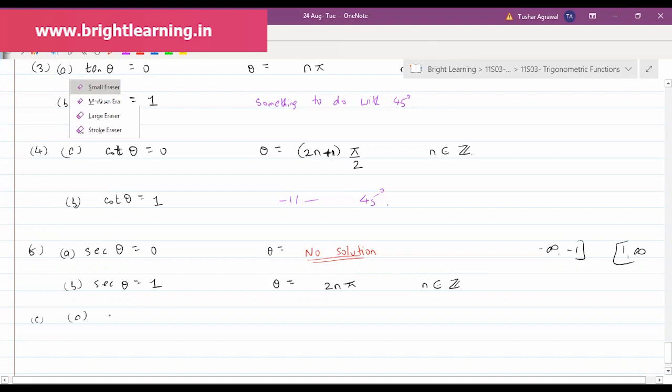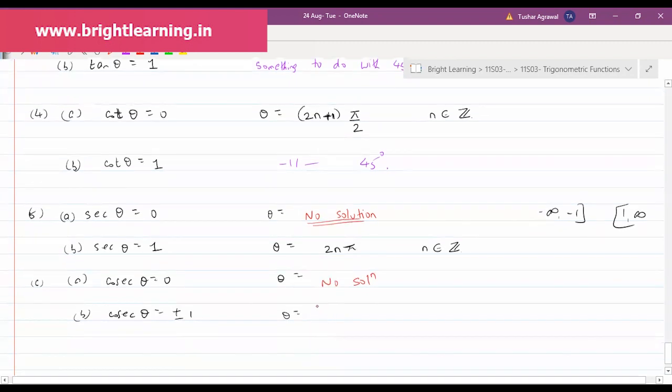And sixth, I will directly write cosec theta is equal to 0. Theta is equal to... cosec theta is equal to plus minus 1. Theta is equal to... Cosec theta is equal to 0, no solution. Cosec theta is equal to plus minus 1 means sine is equal to plus minus 1. Sine is equal to plus minus 1 means y-axis. Y-axis means odd multiple of pi by 2. Odd multiple of pi by 2 means 2n plus 1.